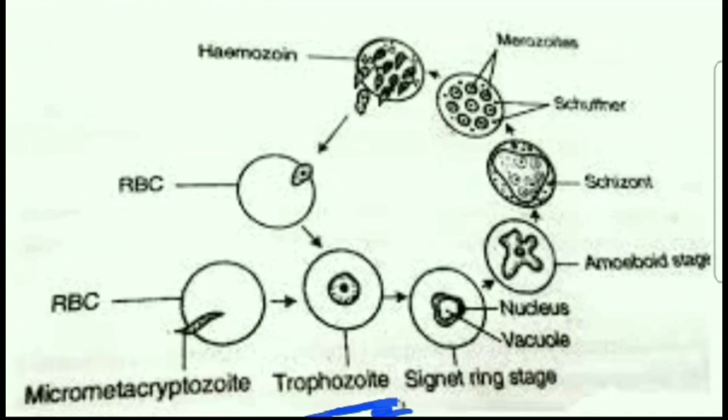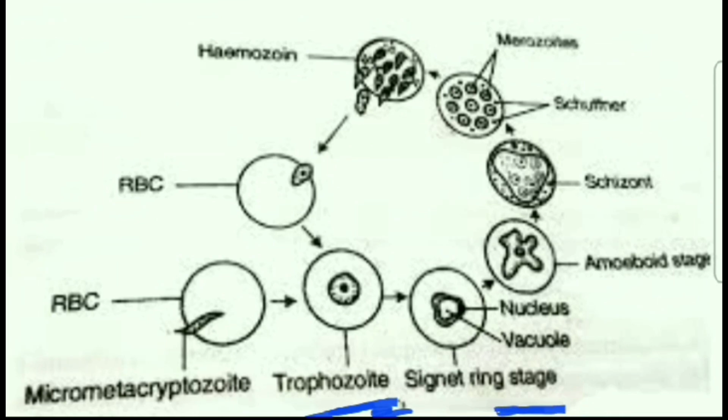The trophozoite grows, and inside it a central vacuole is developed so that the nucleus is pushed to one side into the peripheral cytoplasm. It resembles a signet ring with the peripherally located nucleus looking like the gem of the ring. This stage is clinically referred to as the signet ring stage.